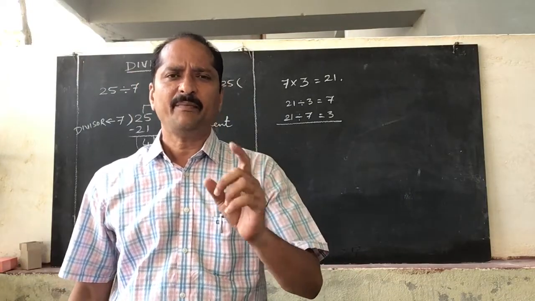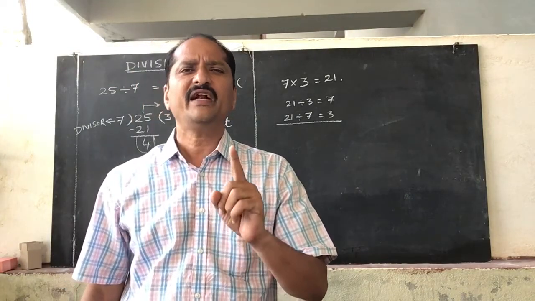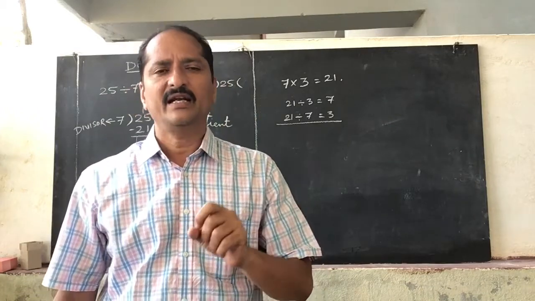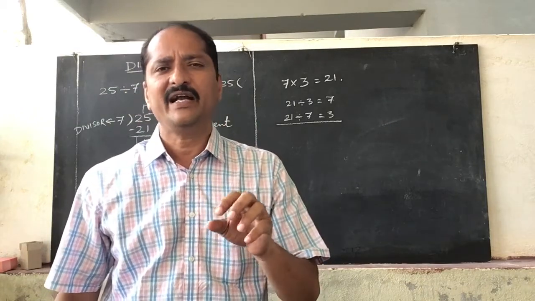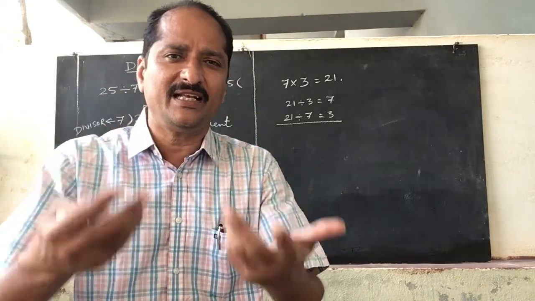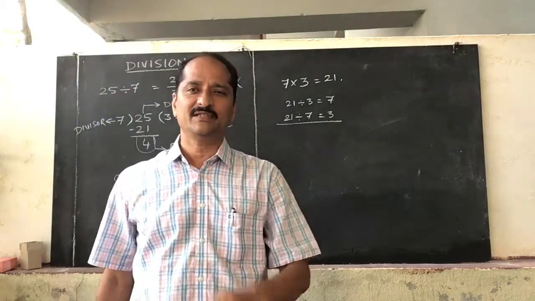Dividing a number with 0, dividing a number with 1, dividing a number with itself, and dividing 0 with any number. These are the 4 properties that we will see here.